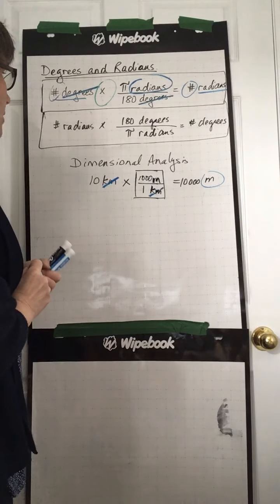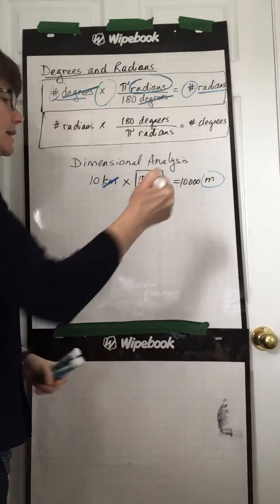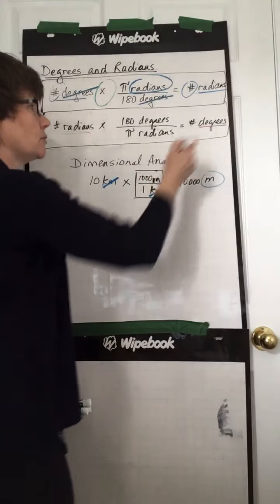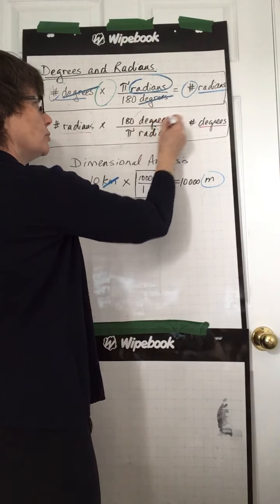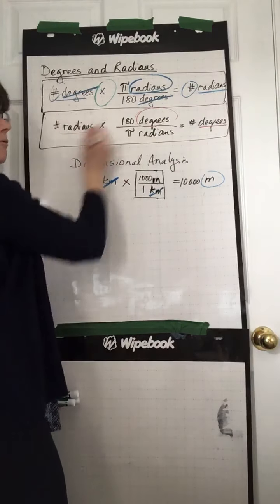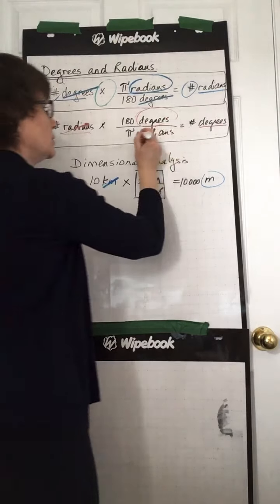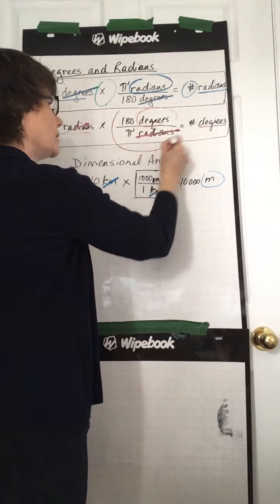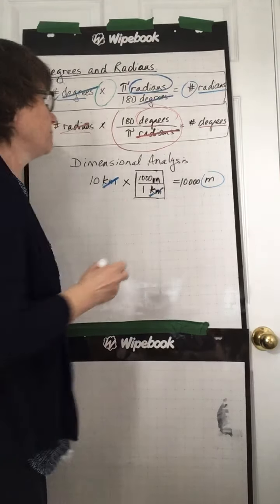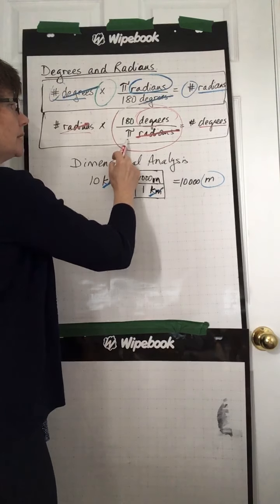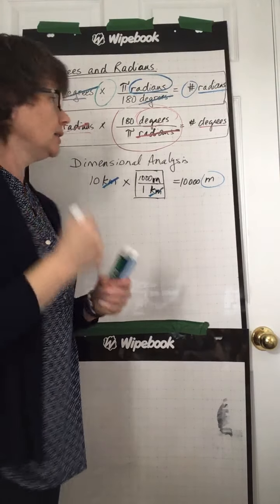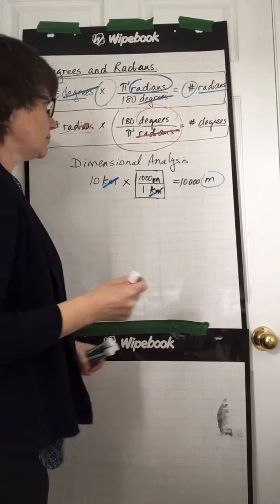If we're going in the other direction, we're starting with radians and we want to end up with degrees. That means we need degrees to be left in our numerator, and we want to get rid of radians. That means radians has to be in the denominator, so those units will cancel. And this number here has to be equal to the number 1, and that number 1 is 180 degrees divided by pi radians, because those two things are equal. When we divide a number by itself, it equals 1.